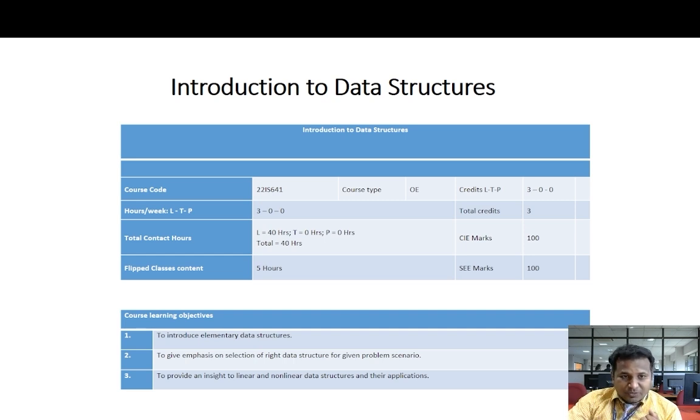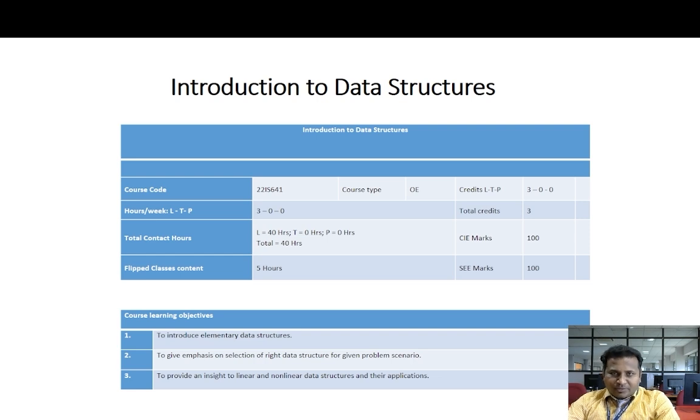The objectives of this course are to introduce elementary data structures. It will give emphasis on selection of the right data structure for a given problem scenario and provide an insight into linear and non-linear data structures and their applications. Generally, a data structure is the way of organizing data in a computer so that the data can be accessed fast and no memory is wasted. The job of searching the data becomes easier if you organize the data properly.